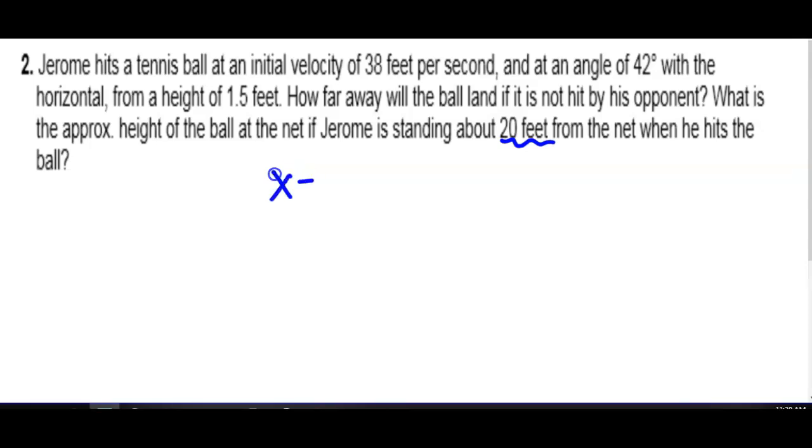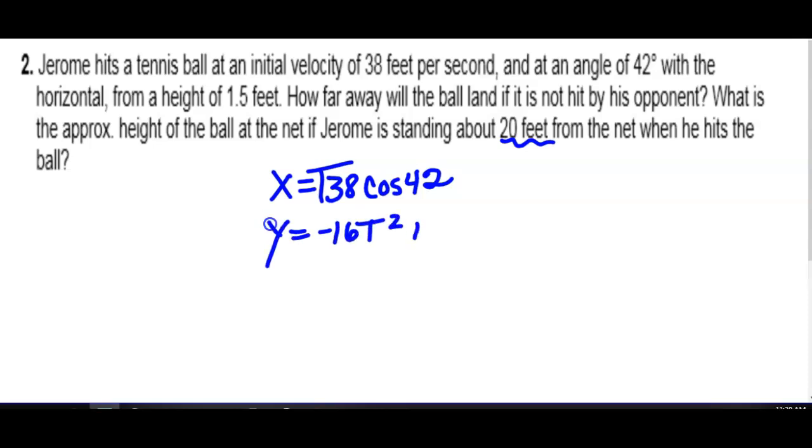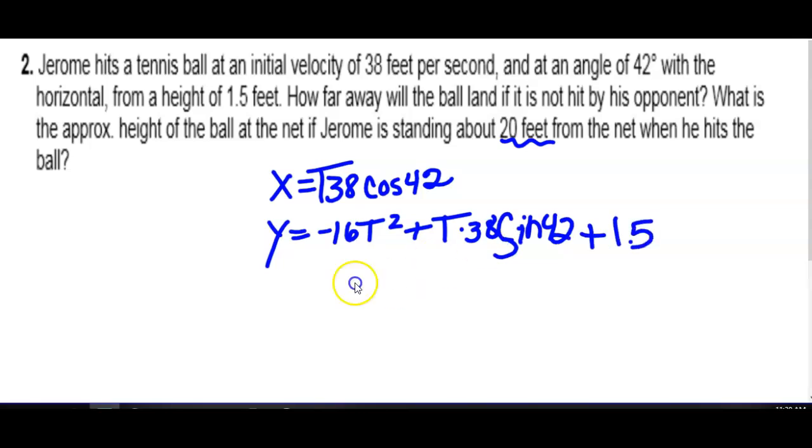All right, real quick, it's x equals, oh, I forgot the t. T times 38 cosine of 42, and y equals negative 16t squared plus t times 38 sine of 42, and it was 1.5 feet off the ground.